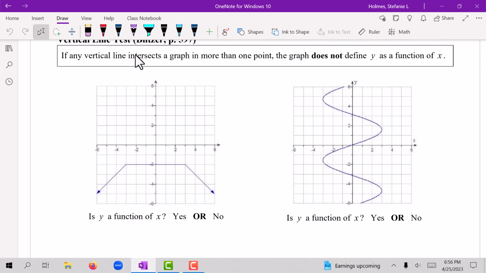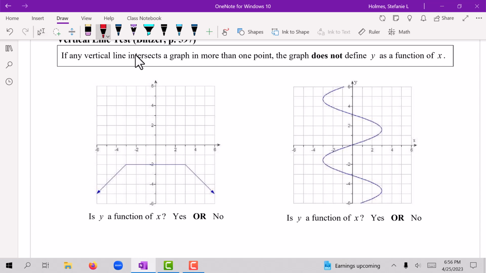So what the vertical line test says is if any vertical line we draw intersects, meaning crosses or touches the graph in more than one point, then the graph does not define y as a function of x.